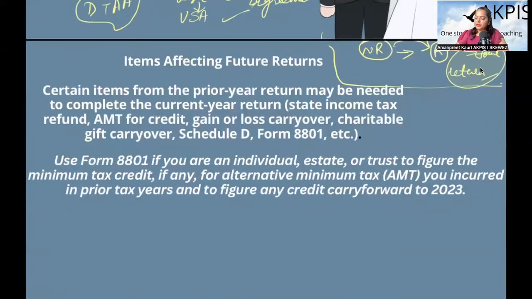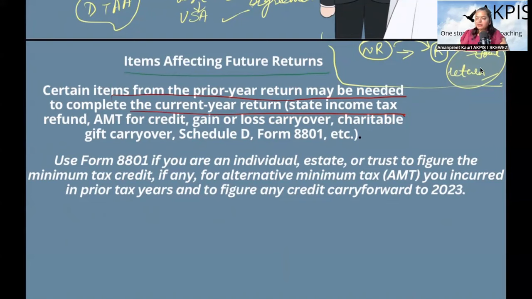Now let's proceed further. So, items affecting future returns, right? Certain items from the prior year may be needed to complete the current year return. For example, any kind of income tax refund in the previous year, or any kind of carry forward gain or loss. Because if you carry forward any kind of losses, then it affects your current income tax computation. For example, if you have earned certain business income, you are supposed to set off your current business income with the previous year loss. So your tax computation and income will vary.